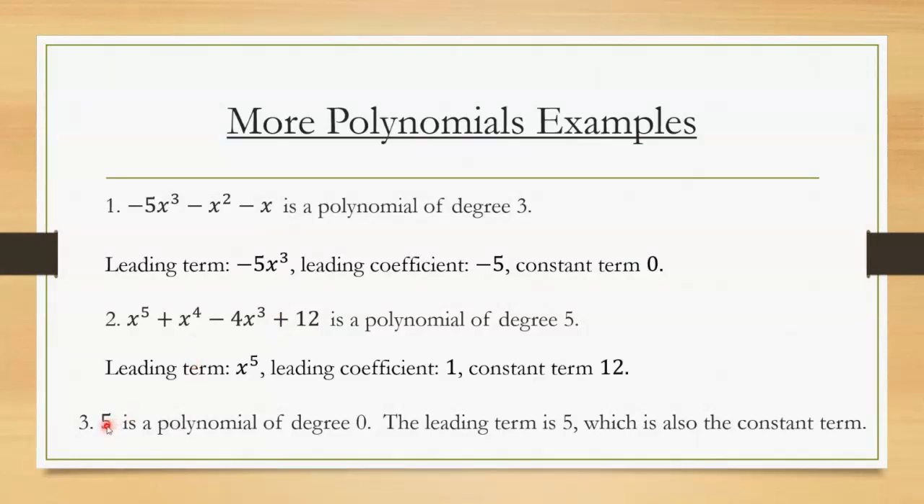And again, just like with monomials, a polynomial of degree 0 is just a non-zero constant. It's just a non-zero constant. In other words, the leading term and the constant term are the same.